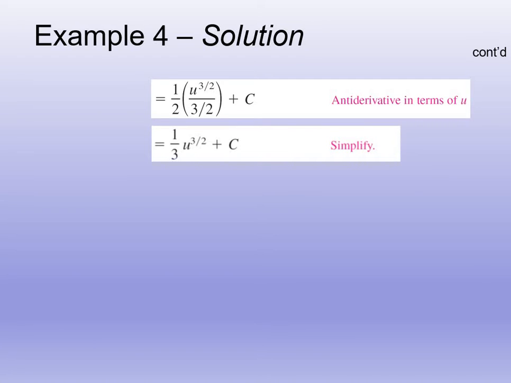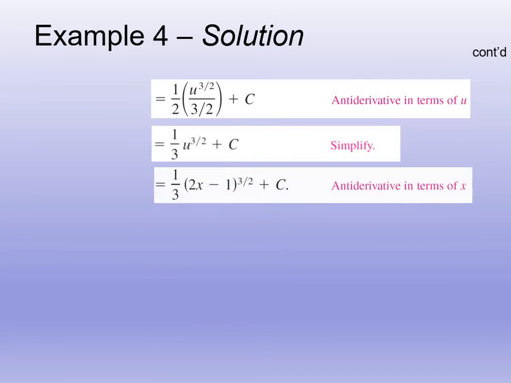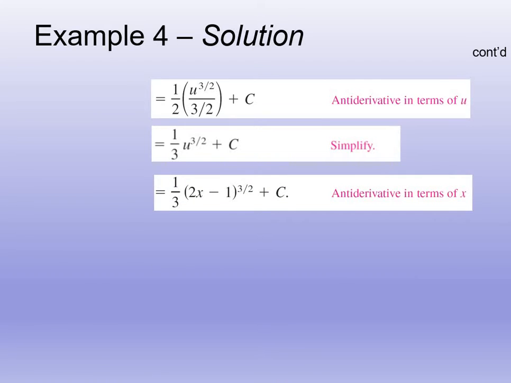Now we're not done, right? We did all this integration in terms of u. This is where we have to bring back what u is. So we're going to replace u with its x terms, because our original function was in terms of x. So now I replace u with what we used before.